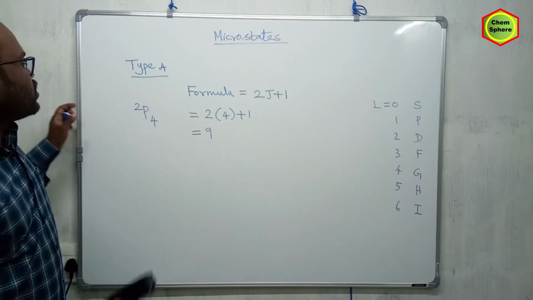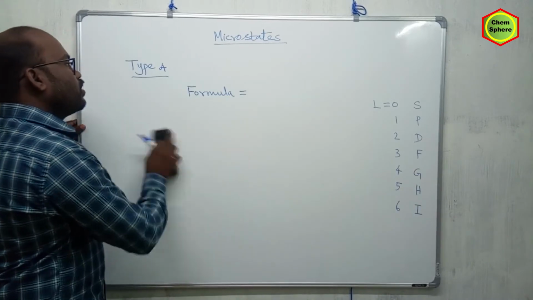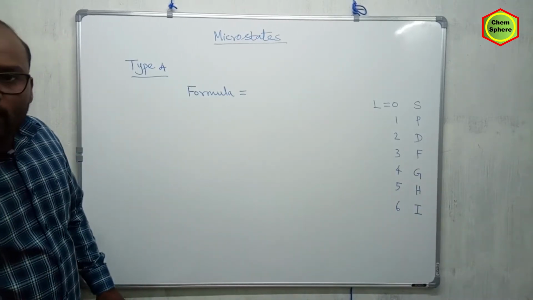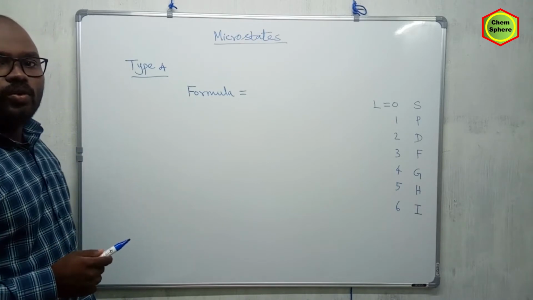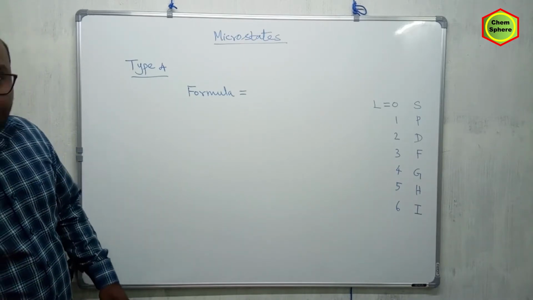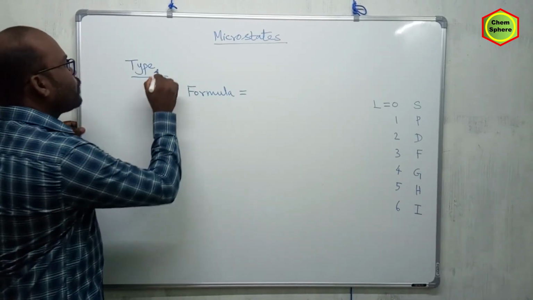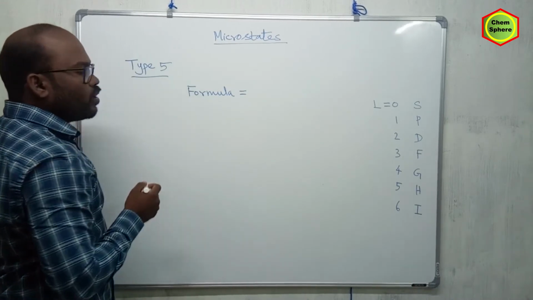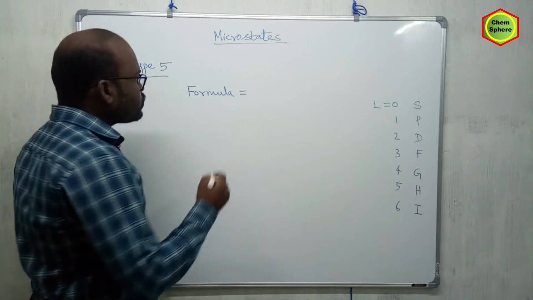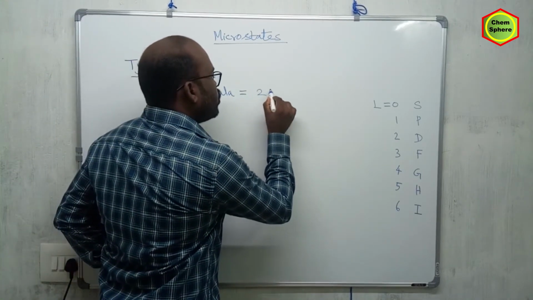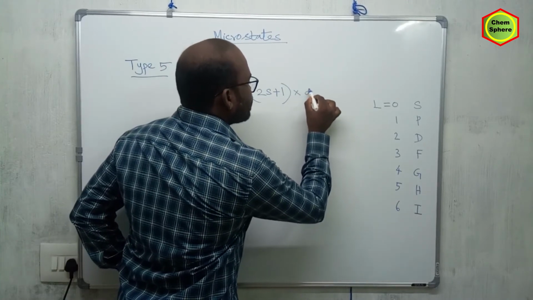And the next type is type 5. If they have given the Mulliken term symbol and then they are asking what is the total number of microstates, that will be type 5. This is the last type we are going to see. And what will be the formula? The formula will be 2S plus 1, that is spin multiplicity, into degeneracy.